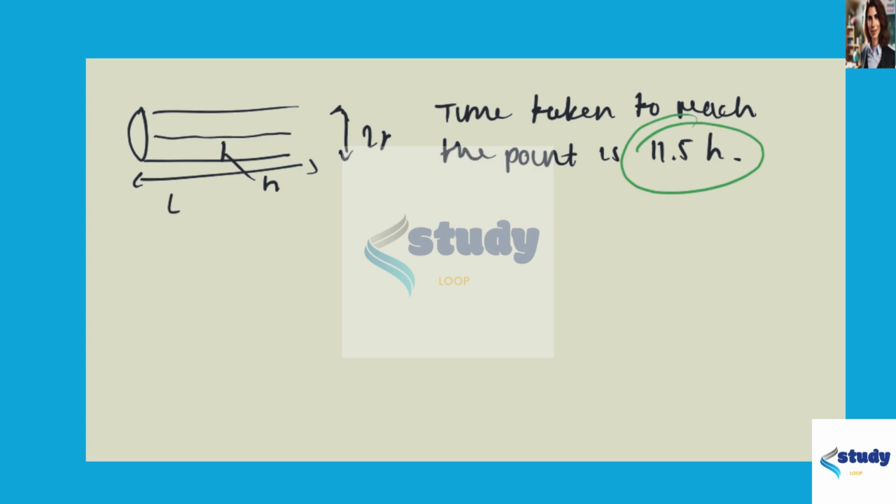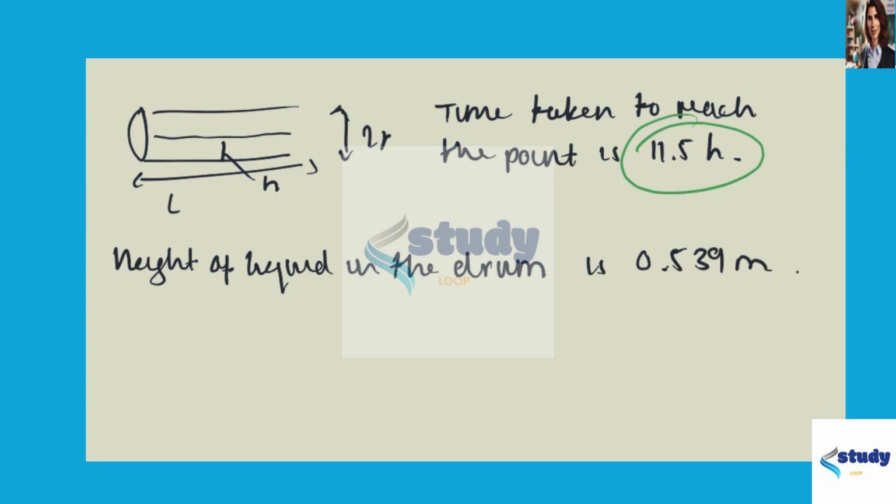And so for the height of the liquid inside the drum, we can use a different expression now, where we have V is m over density. We sub in some of our values. Substitute in our radius, 1 meter, and length, we've solved to be 5 meters at this point. And so the height of the liquid in the drum is 0.539 meters.